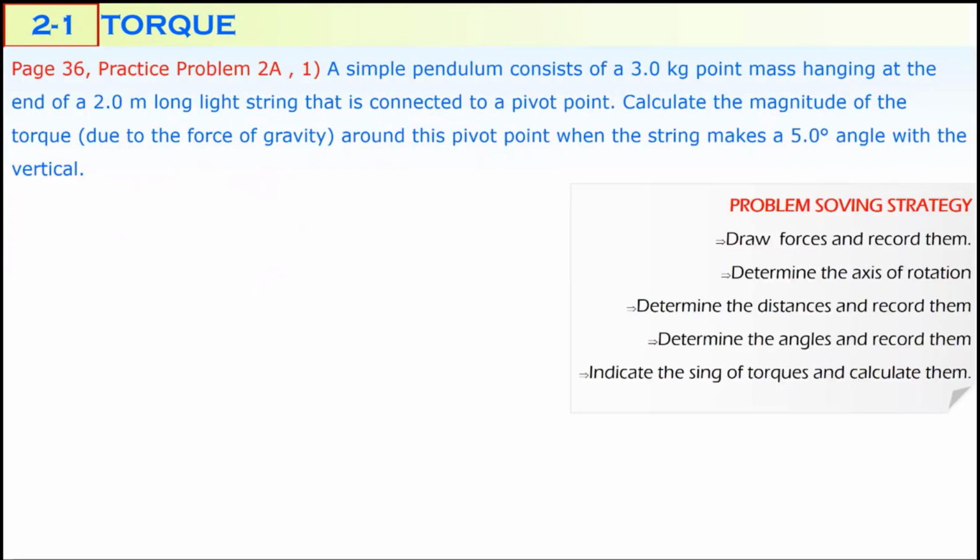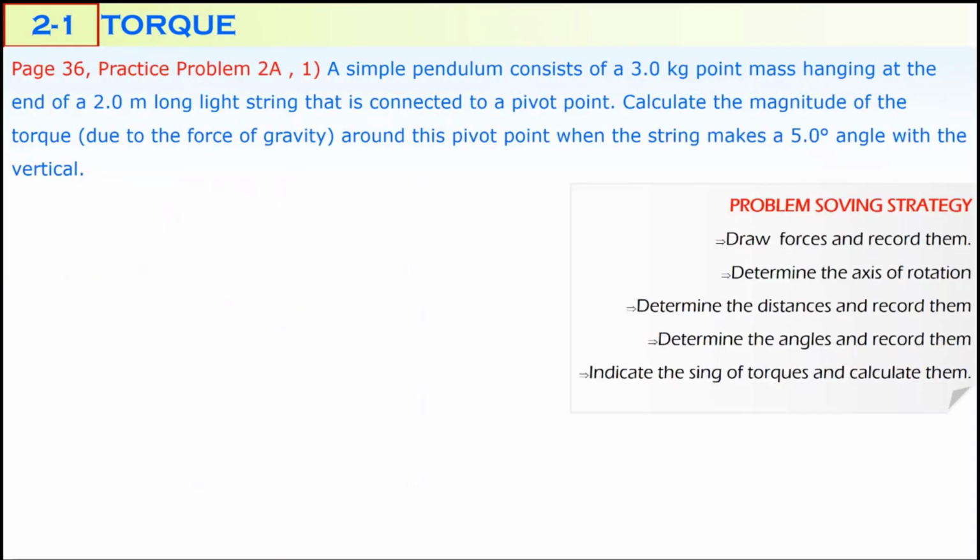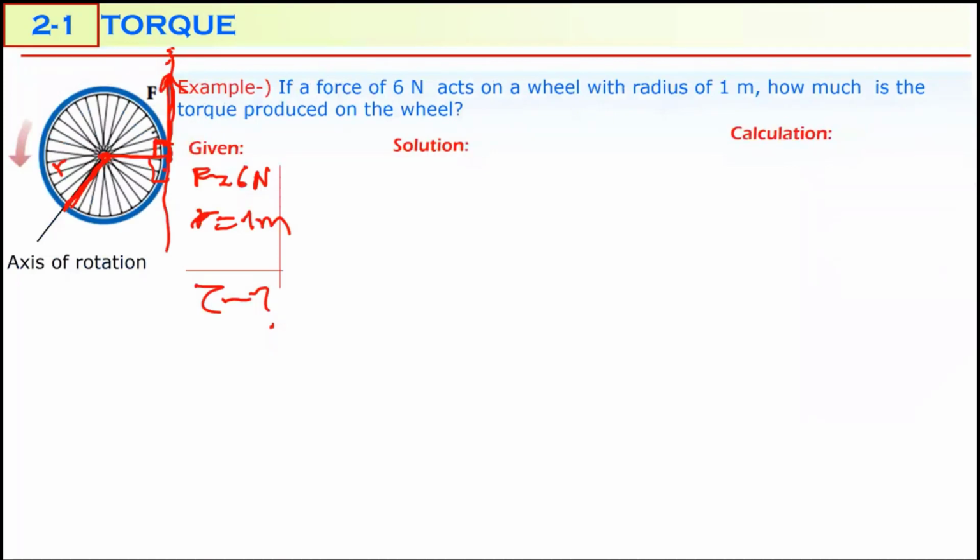What about the angle? How much is the angle between force and distance? It's 90 degrees. This angle is 90 because the force is acting along the tangent line, and we know that tangent is always perpendicular to radius. That's why the angle theta is 90.